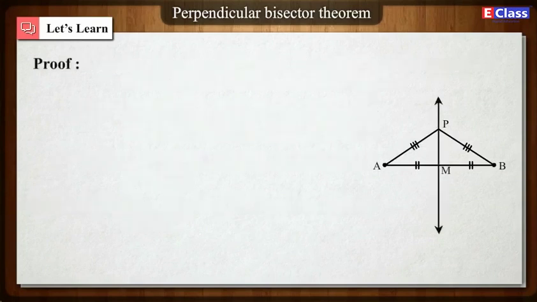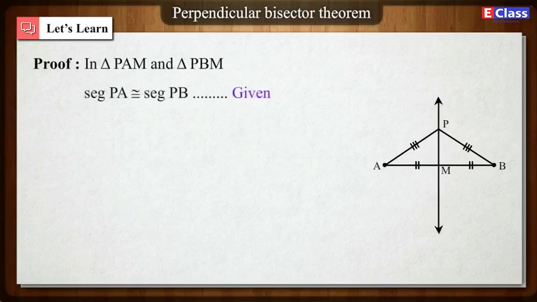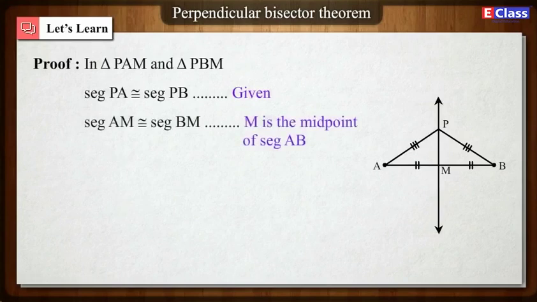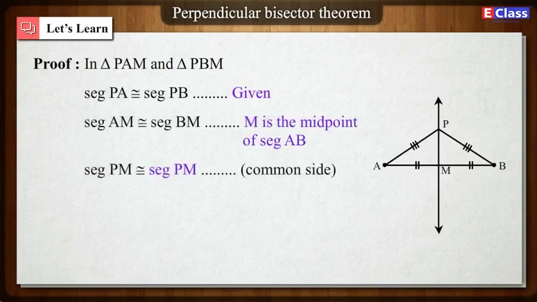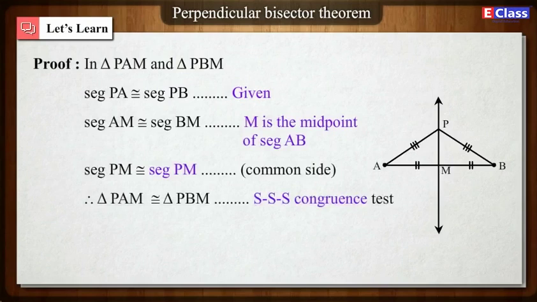Proof. In triangle PAM and triangle PMB, segment PA is congruent to segment PB, which is given. Segment AM is congruent to segment BM, since M is the midpoint of segment AB. Segment PM is congruent to segment PM, as it is the common side. Therefore, triangle PAM is congruent to triangle PBM by SSS test of congruence.